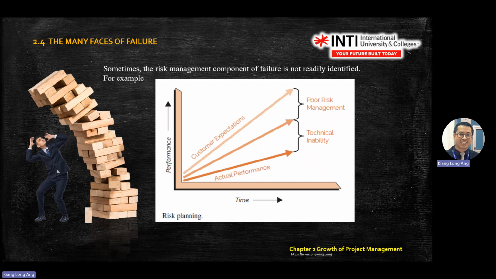Okay. Then there's a new chart here. Risk management component of failure. This one is performance versus time. So your actual performance is the bottom arrow here, and your customer expectation is above the actual performance. So there's a gap between actual and customer expectation. The question that can come out from this one is, what can contribute to the gap between actual performance and customer expectation?